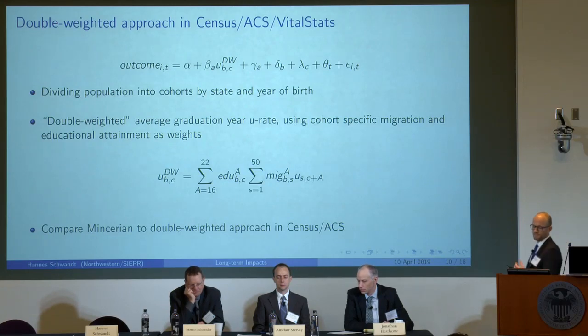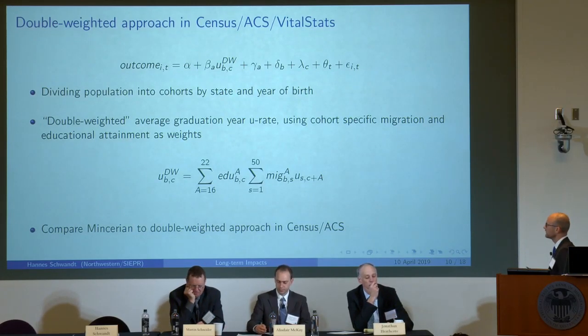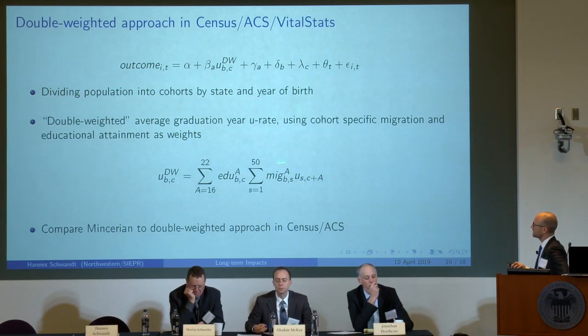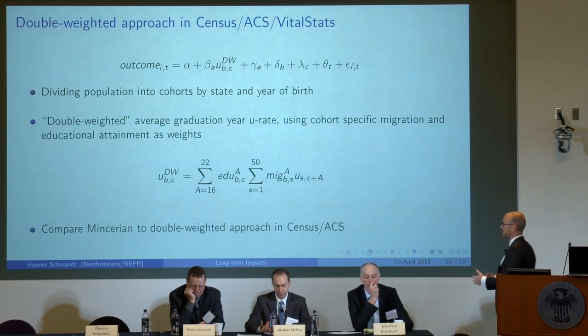The other advantage is that this approach solves the endogeneity issue, because what's important is that for the migration rates, we don't take a particular state and year of birth cohort's migration rate, but we just take the average trend or the average propensity in a state across many cohorts to migrate.